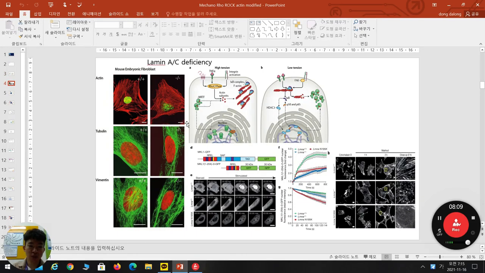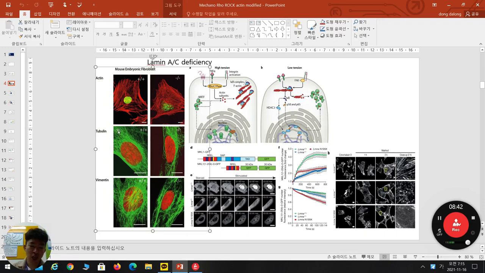So they show it like this. When you see the lamin deficient cell, mouse embryonic fibroblast, minus minus, and this plus plus wild type, as you can see, actin is well developed in both of them, right? The only difference is in the nucleus. The nucleus is a little bit different, right? This is well green color, but somehow the color and the morphology are different.